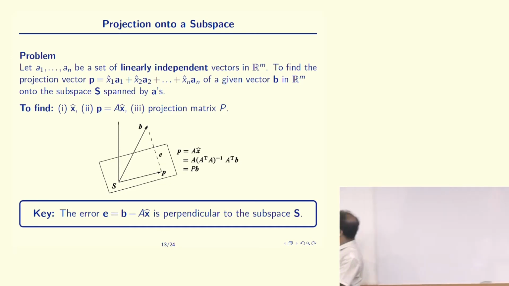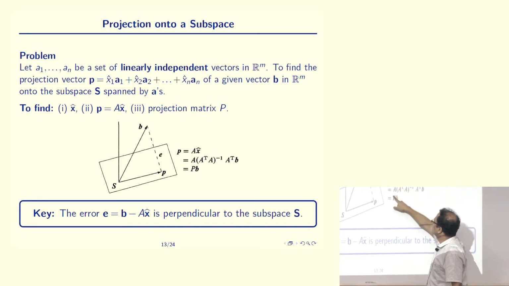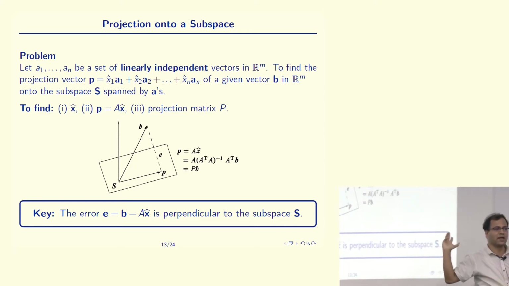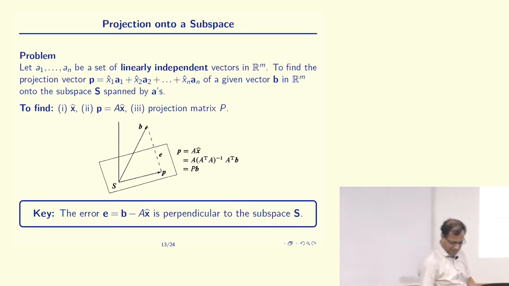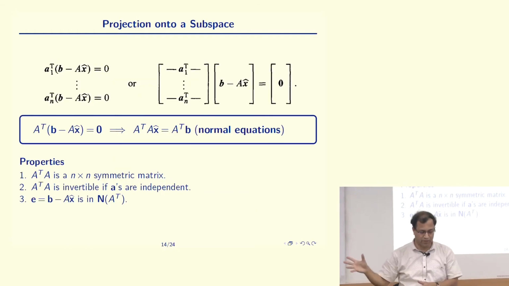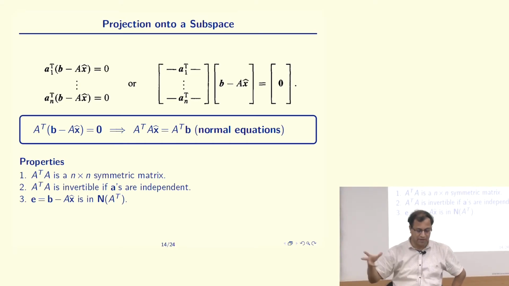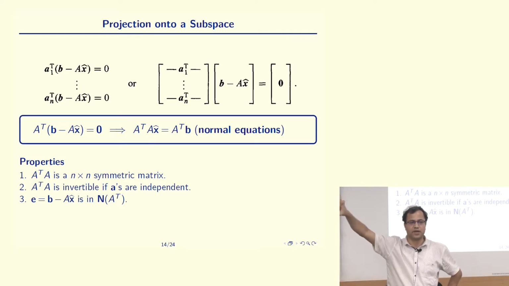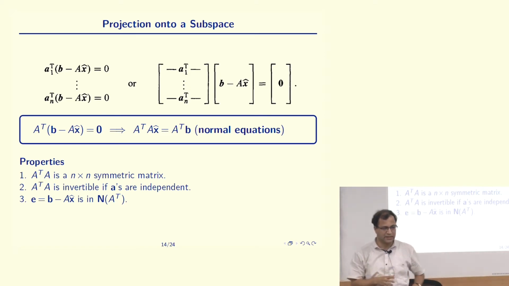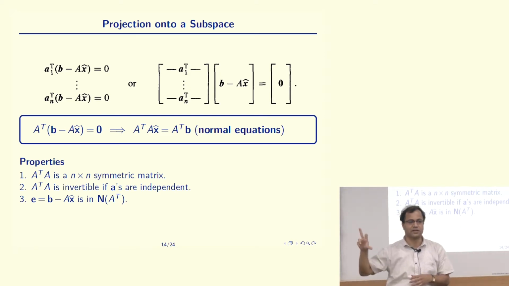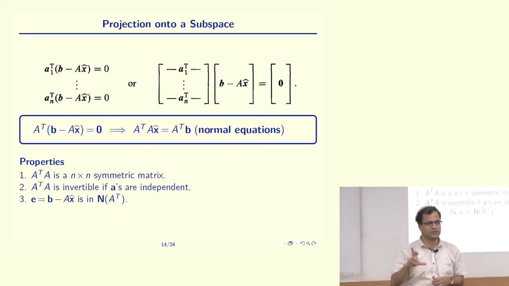You find x cap, and you can also write it in the matrix form, the way I had written for the projection on the line. So these are a few important properties. A transpose A is an n by n symmetric matrix, and A transpose A is invertible provided your column vectors A1, A2, ... AN are independent. And another nice property is that E belongs to the left null space. That is the significance of why I required this.